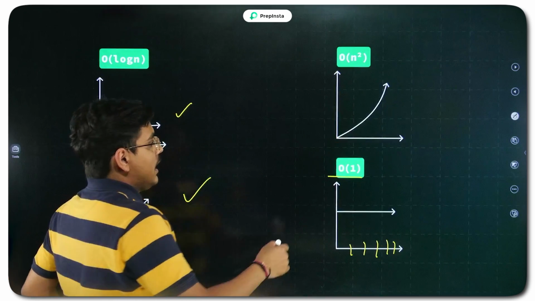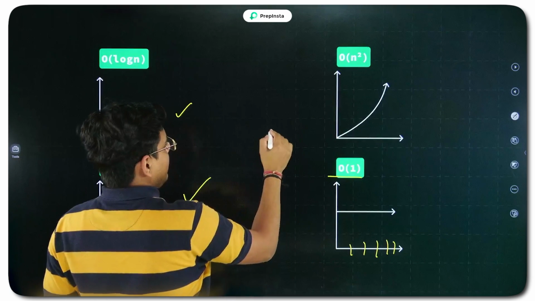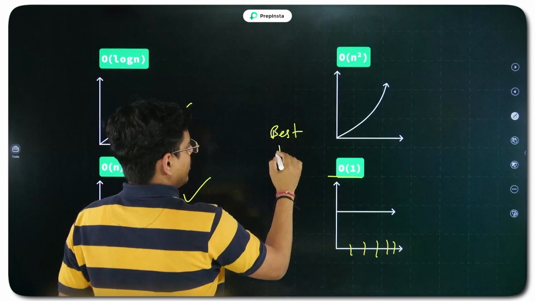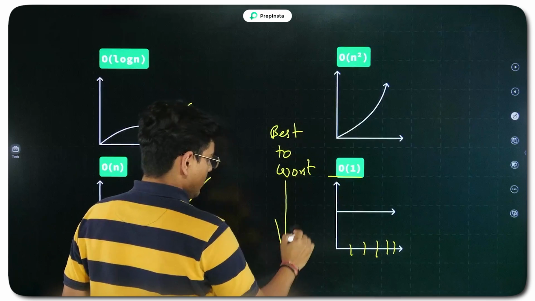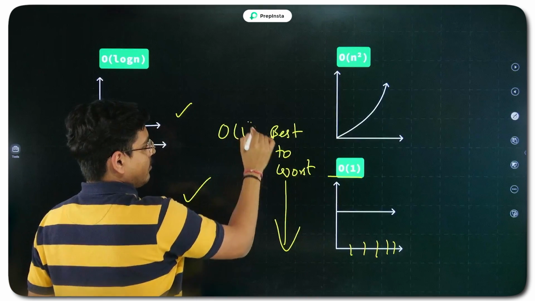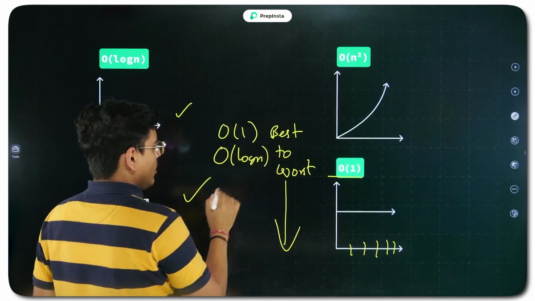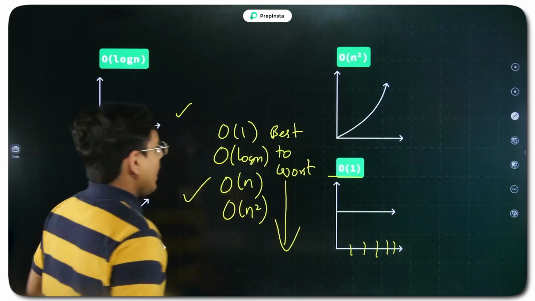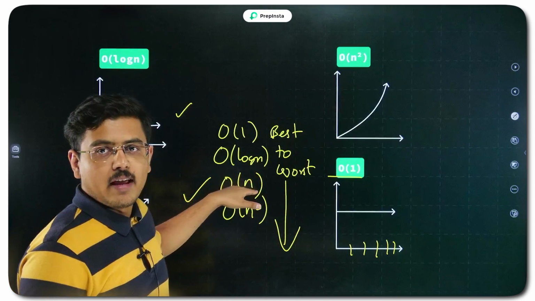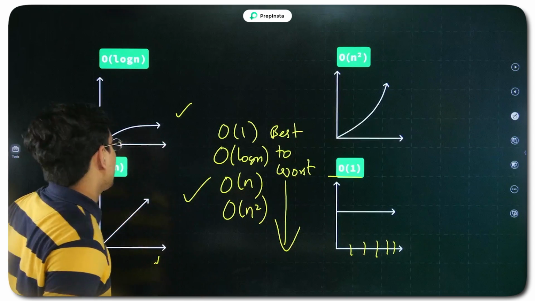Now if I write from best to worst time complexity, then best to worst order would be like this: order of 1 best, order of log n, order of n, and order of n square. Why am I saying? I told you that log n is better than order of n. Why? The reason is, now you see this graph, here you can understand it visually.